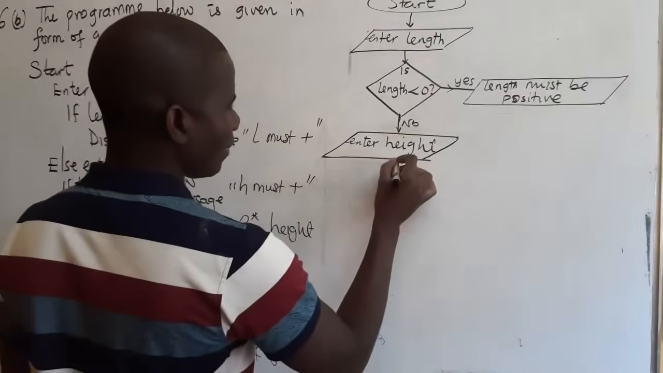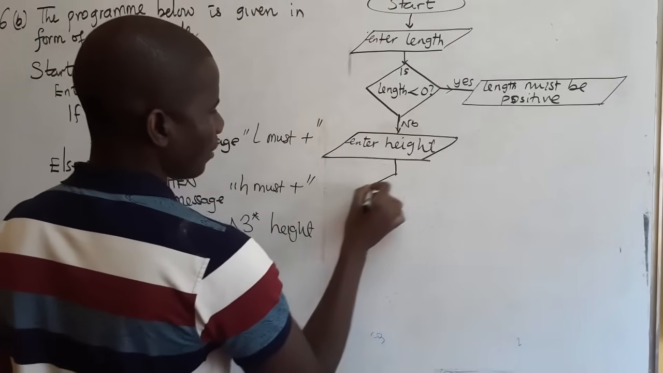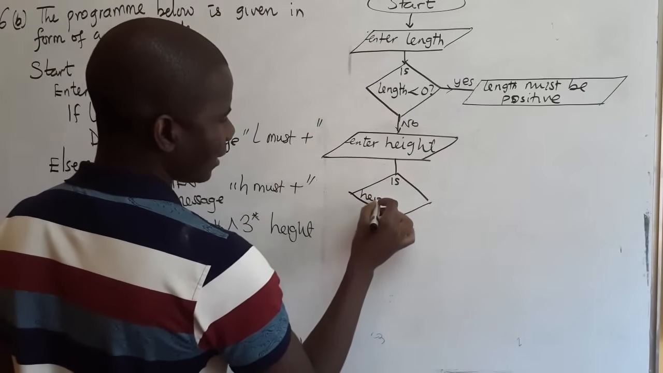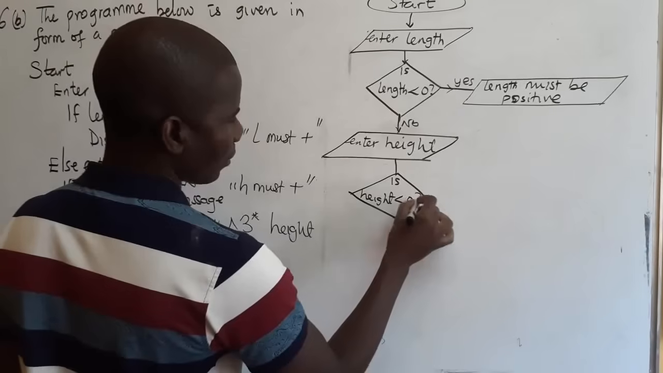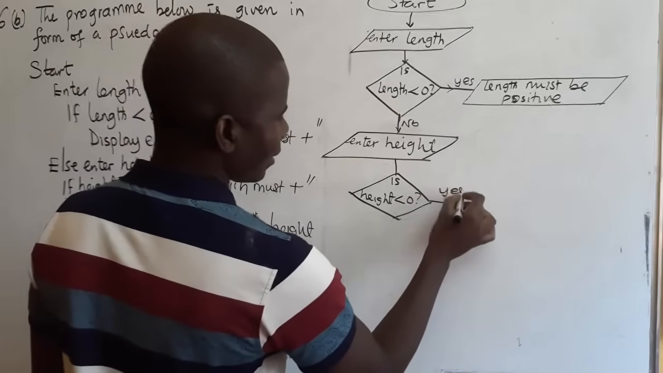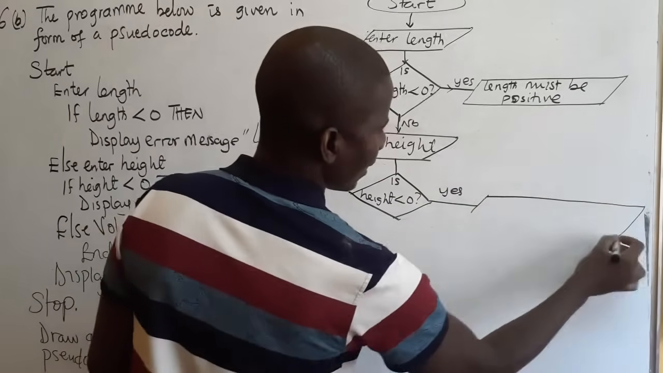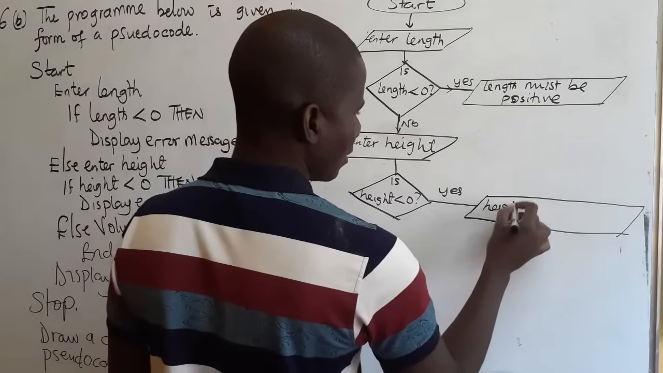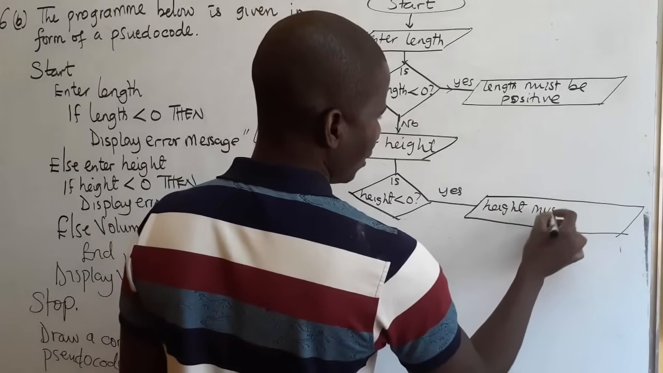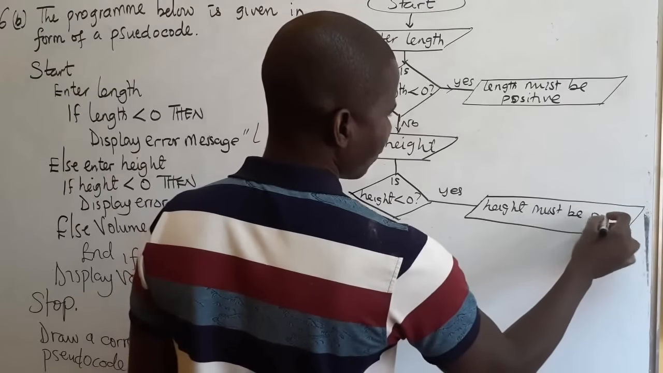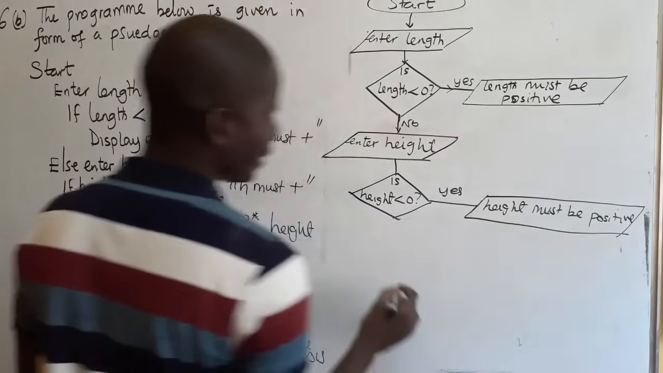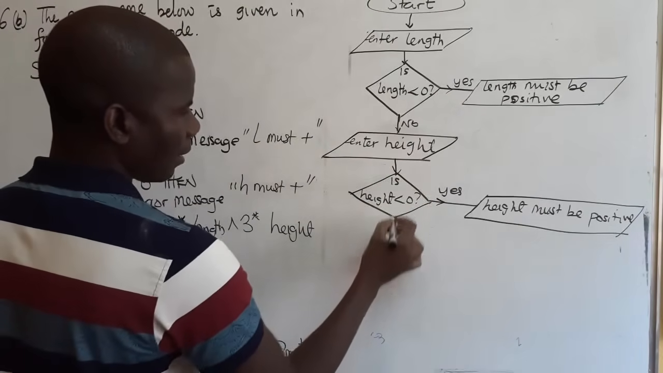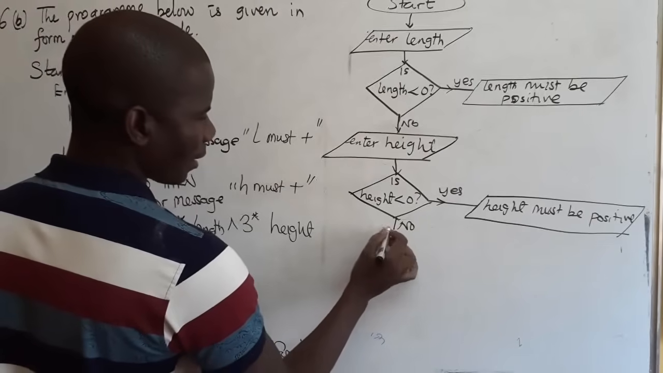And again, we have to make a decision here. Is height less than 0? Yes, we display the error message which says height must be positive. Else, which is a no. Okay. These are arrows.